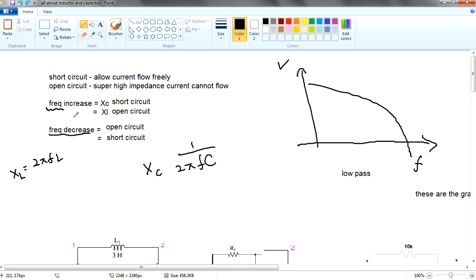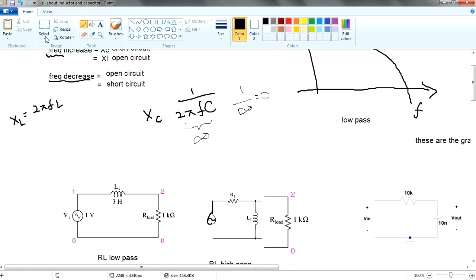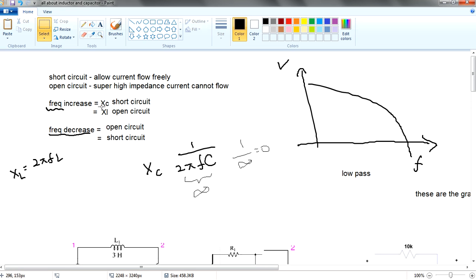And then if the frequency increases, XC will become a short circuit. What do I mean? If the frequency increases, meaning let's say it goes to infinity, then 1 divided by infinity is actually 0. So there will be no resistance at all. So the current flowing through a capacitor will be a short circuit in this case.